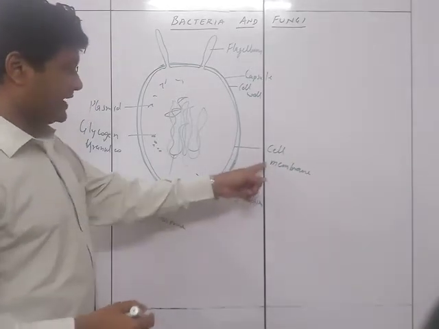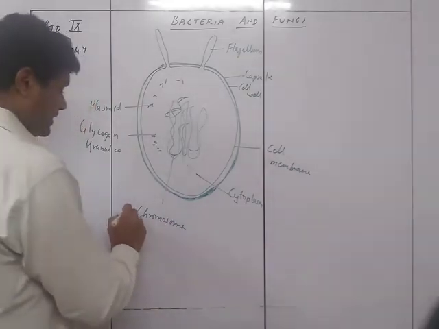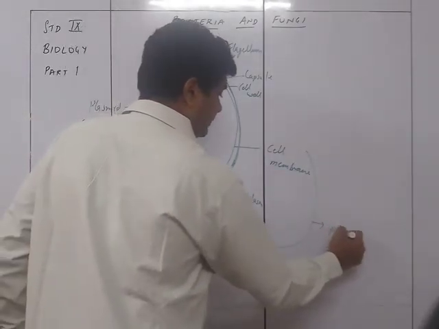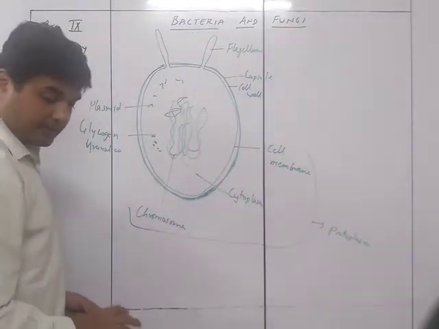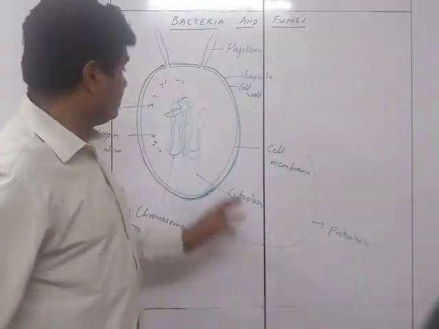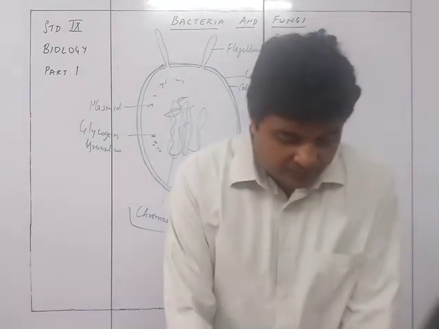So of course the cell membrane, the cytoplasm and chromosomes are going to form the protoplasm. So this combines to form the protoplasm, right? And yeah, that is about the structure of the bacteria over here. So let's just go through it.